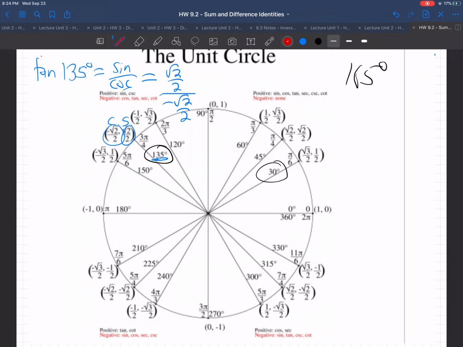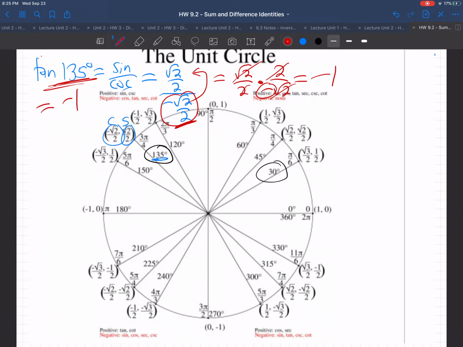So remember how you handle fractions over fractions. You grab the one on the bottom and you flip it upside down and multiply it. So root 2 over 2 times 2 over negative root 2. Right, I took this guy and flipped, because dividing is upside down multiplying. So if I multiply it upside down, that'll work. And so see what happens? These all cancel, except for the negative sign, so you get negative 1, don't you? So the tangent of 135 is negative 1.